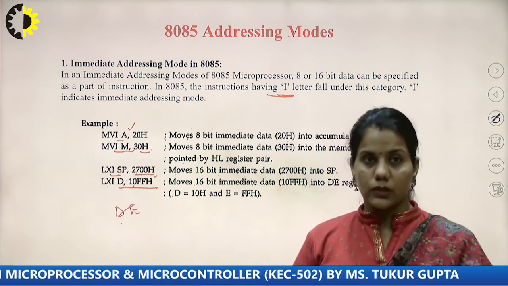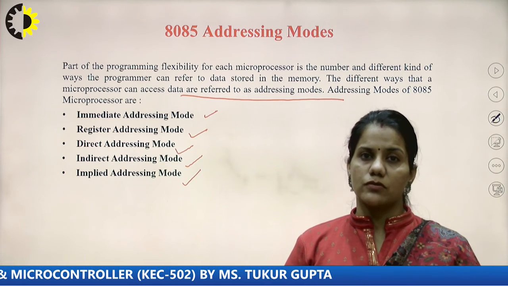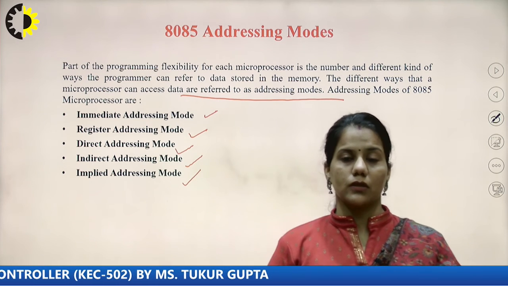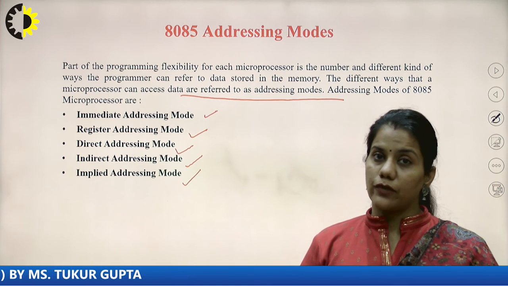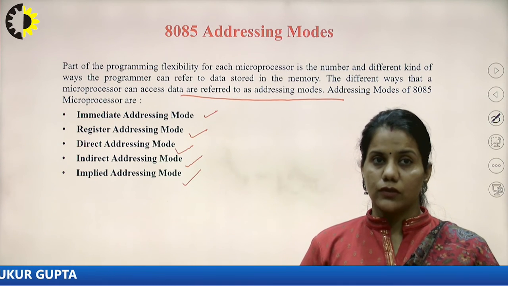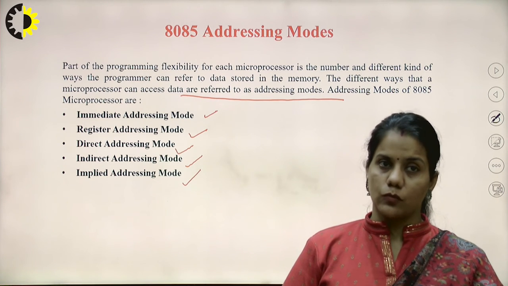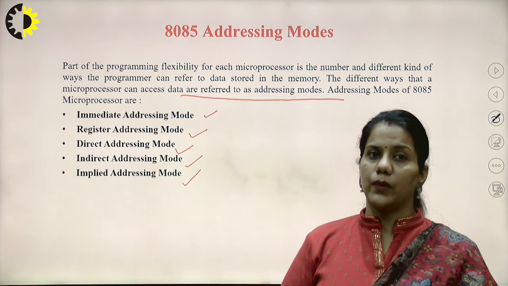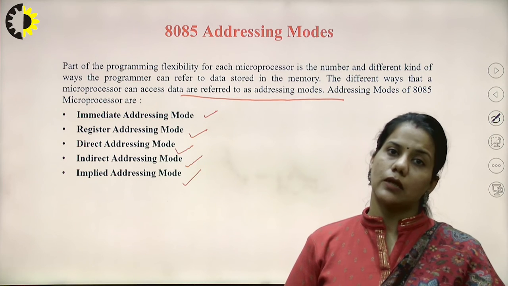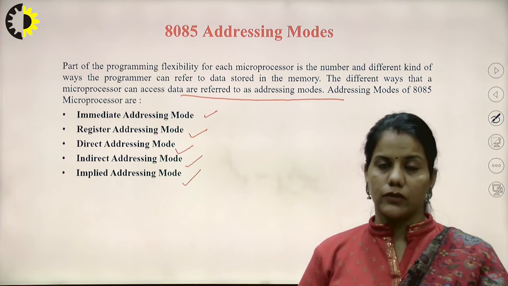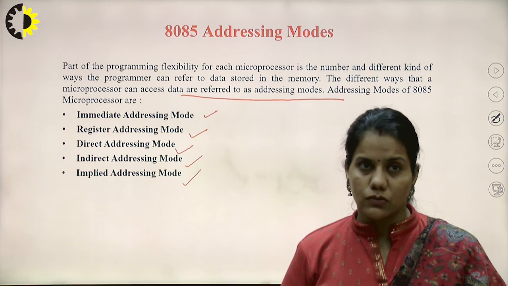Let's quickly revise the addressing modes again. Basically, addressing modes means how we mention the operands, the data, in the instruction, and these are 5 in number in 8085. First is the immediate addressing mode, then register addressing mode, direct addressing mode, indirect addressing mode, and implied addressing mode. As the name suggests, immediate addressing mode means the immediate data is mentioned in the instruction itself. Register addressing mode means the name of the register is mentioned in the instruction.